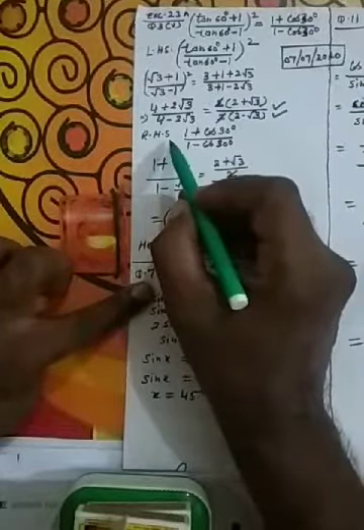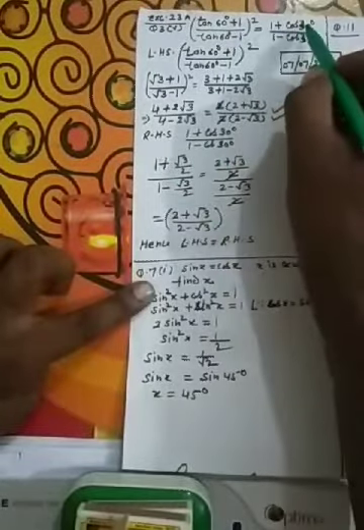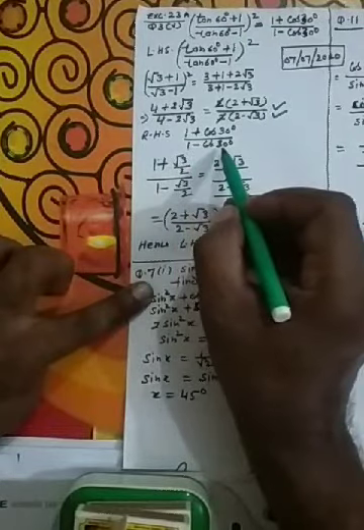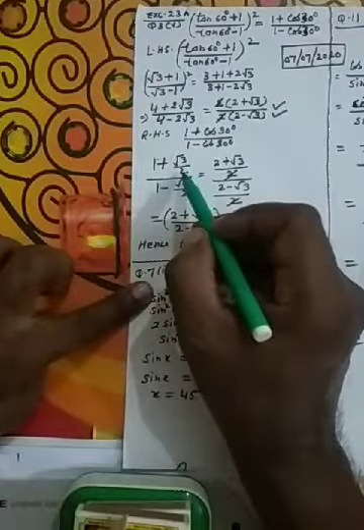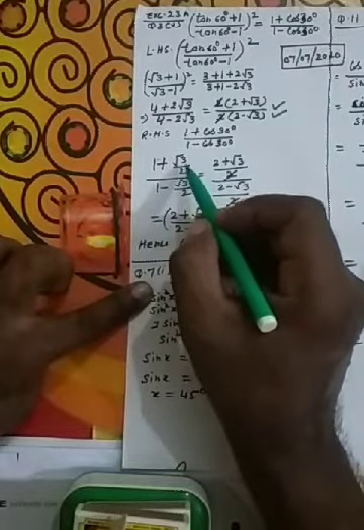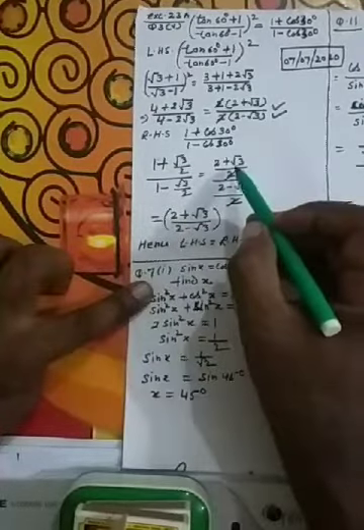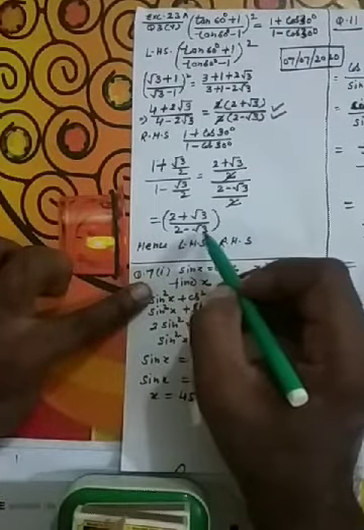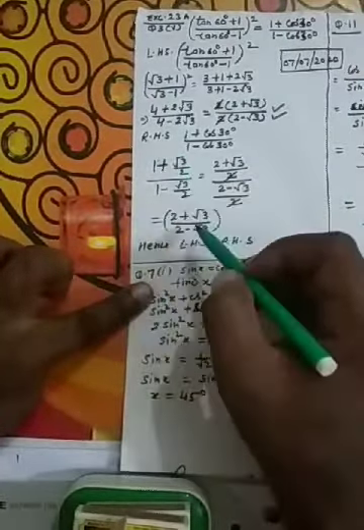Now take the right hand side. 1 plus cos 30 upon 1 minus cos 30. That is 1 plus root 3 upon 2 over 1 minus root 3 upon 2, because the value of cos 30 is root 3 upon 2. So after solving it, we are getting 2 plus root 3 and 2 minus root 3. And this is the right hand side.